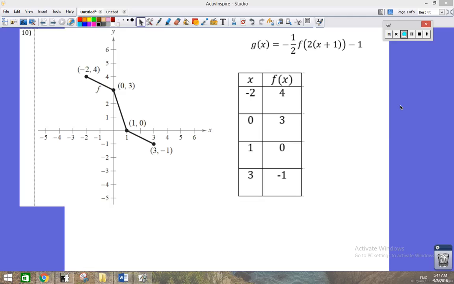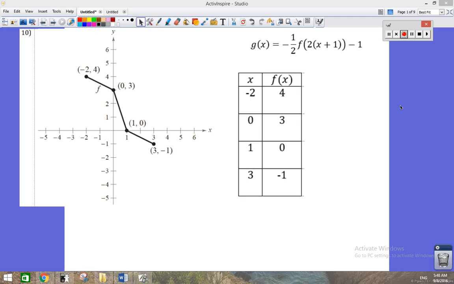This problem number 10 is a challenging problem because of the number of transformations that we have. It is very important that we perform these in the correct sequence. You can search the internet and find different sequences that work, but not every sequence will work.